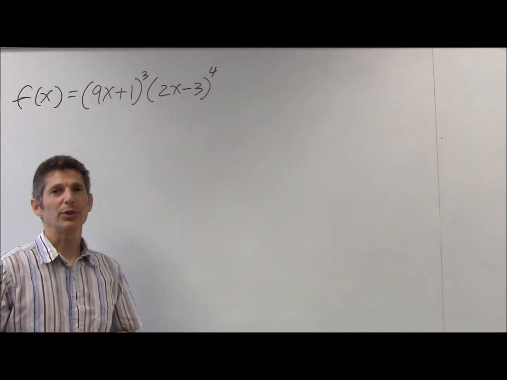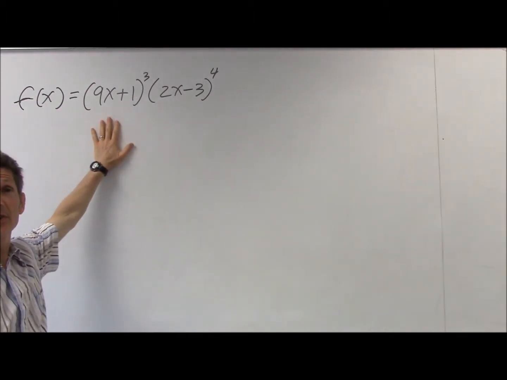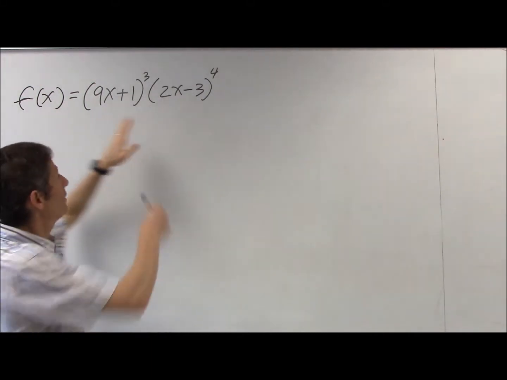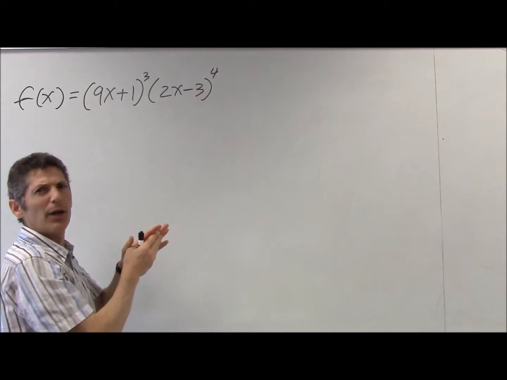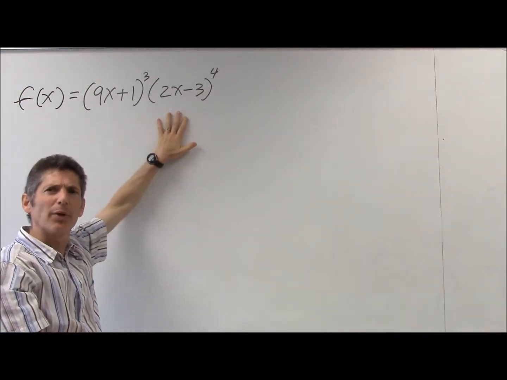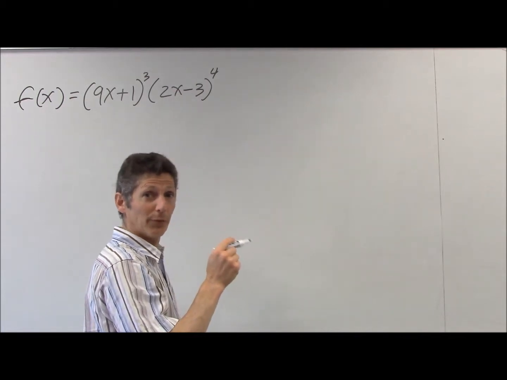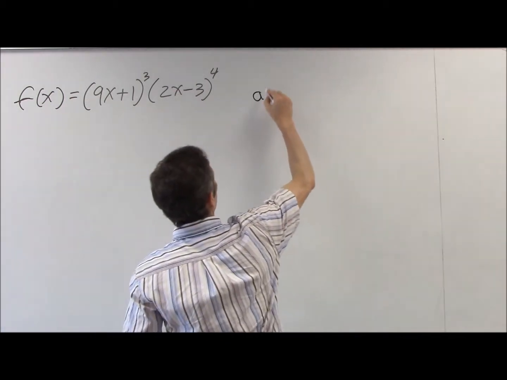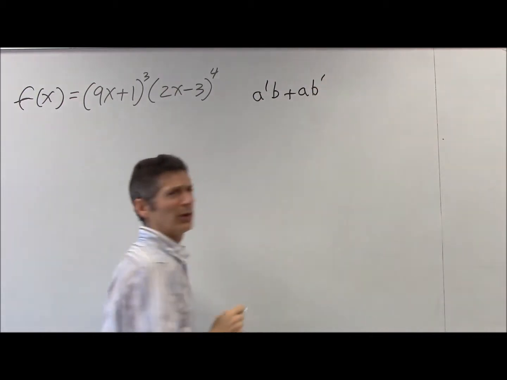Okay, last one, Miss Stewart. I'm thinking, wow, this looks like fun. Well, certainly it's a chain rule because I have a function within a function, some function raised to some power. But I'm seeing the product rule is the overarching rule. So I'm going to write down the product rule in case you have forgotten: A prime B plus A B prime. Maybe you do it in a different order, Miss Stewart.